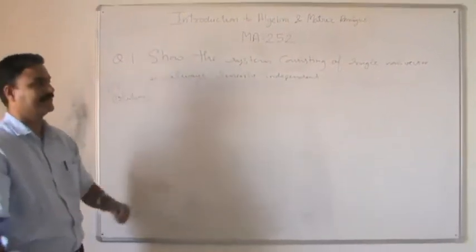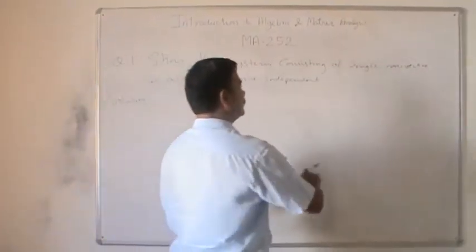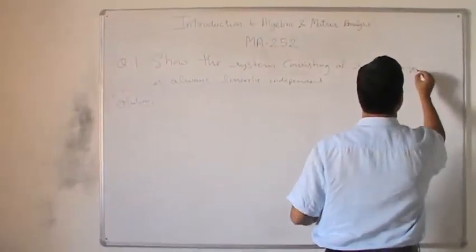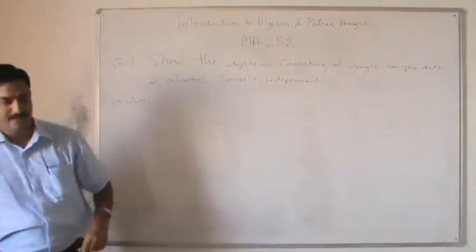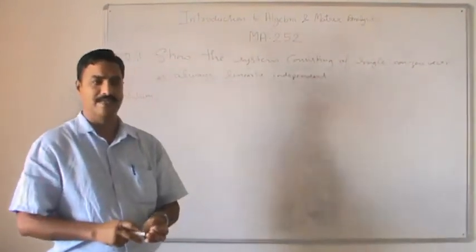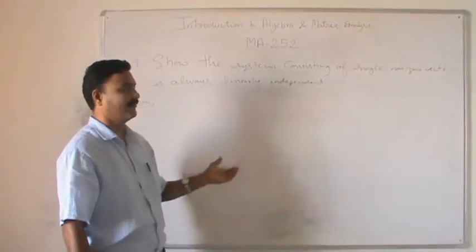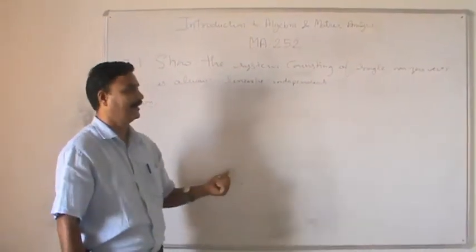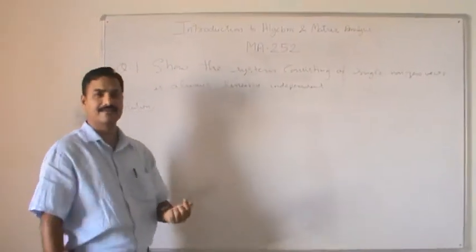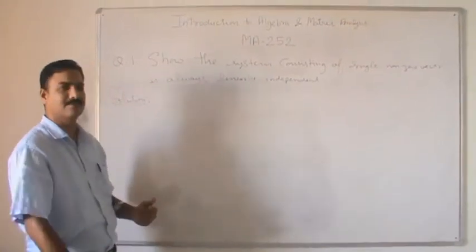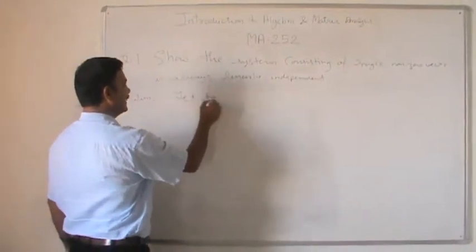Show that the system consisting of a single non-zero vector is always linearly independent. As we know, in order to show that a set of vectors is linearly independent, first of all we consider a number of scalars according to the number of vectors, and all scalars belong to our field F. So let us consider a single scalar, because in our case our system consists of a single non-zero vector.